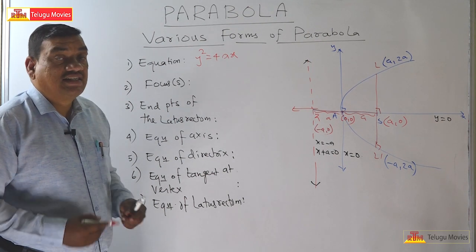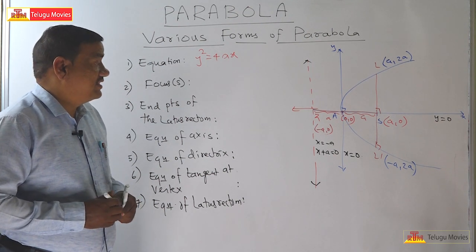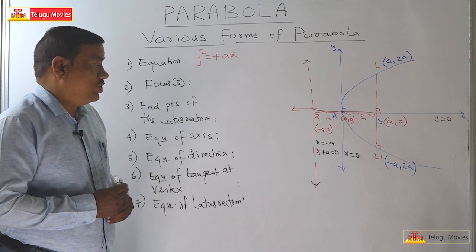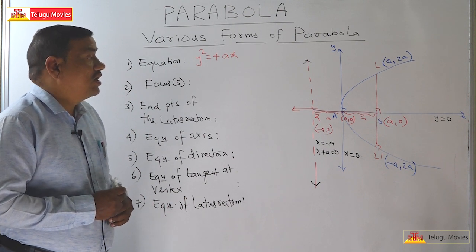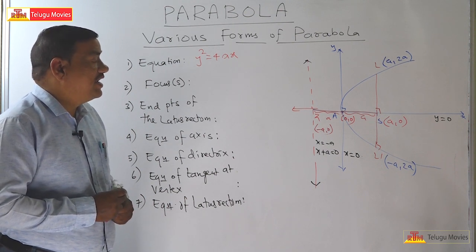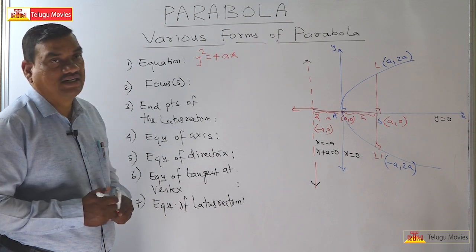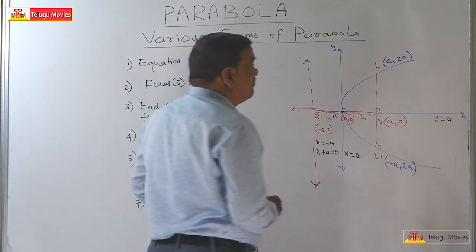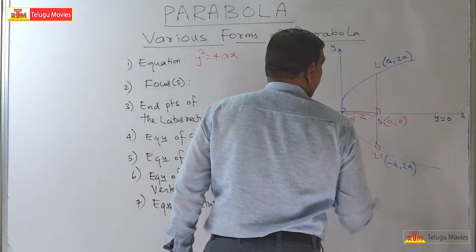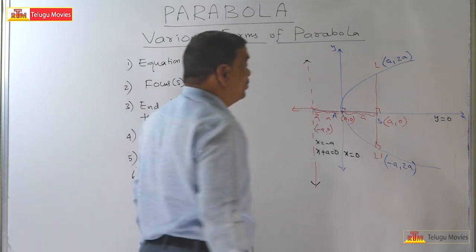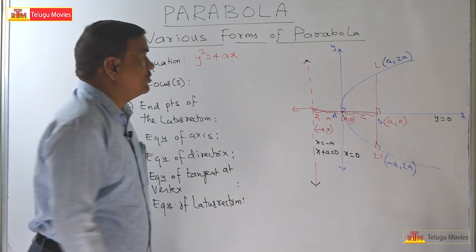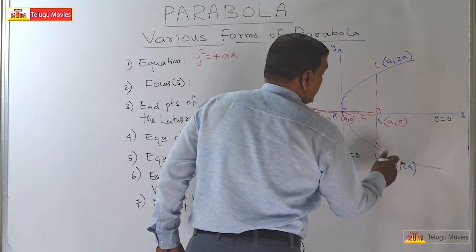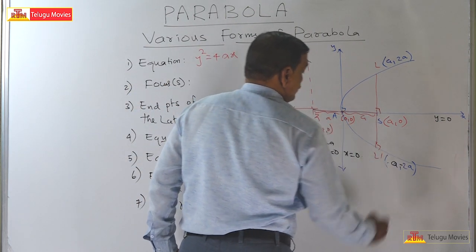Understand? So it is the y-axis, and the equation of the y-axis is x is equal to 0. Now we are going to see the equation of the latus rectum. The endpoints of the latus rectum are (a, 2a) and (a, minus 2a).